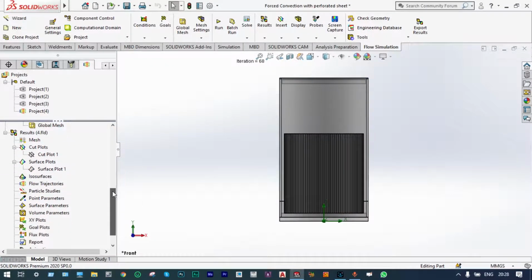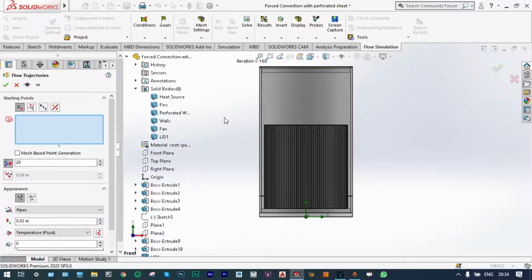Next, we want to see the most important part, that is our flow trajectories. That is how the air particles will be moving from the top lid in the downward direction, with a view to have forced flow air. So flow trajectories, insert flow trajectories. We're going to see the flow trajectories from the top side, and instead of 20 numbers, we'll make this 100. And instead of pipes, we want to see the flow trajectories in the form of arrows only. And we want the size of particles to be a little smaller. Instead of 0.02 meter, we want to make this 0.007 meter.